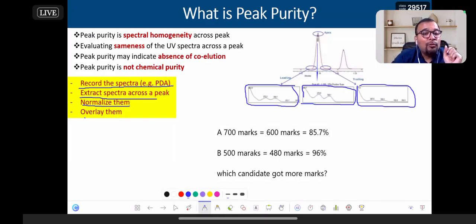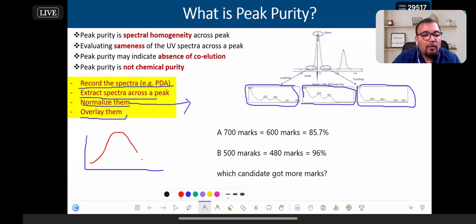Once you normalize, overlay them. See why normalization is required. Now just imagine you have a peak. Across this peak, which part of the peak has more response or concentration response? The apex, right? This is called the apex. And which part of the peak has a low response? Maybe this leading part, and the tailing part.